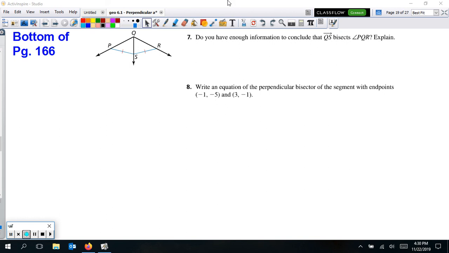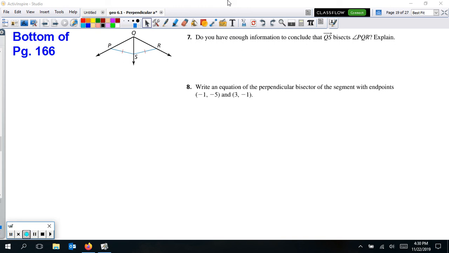Alright, so I'm going to have you try one just like this. We're going to do number 8 on here, on the bottom of page 166. So I want you to try this one. It says write an equation. This is just number 8. Write an equation of the perpendicular bisector of the segment with endpoints -1, -5, and 3, -1.